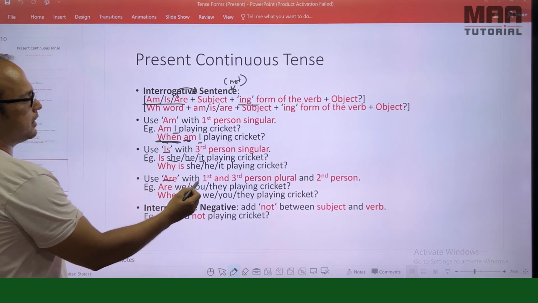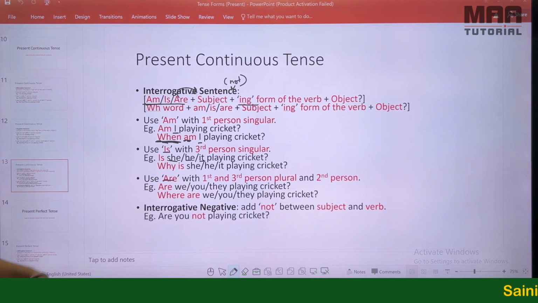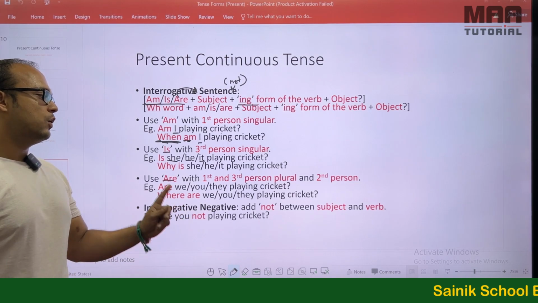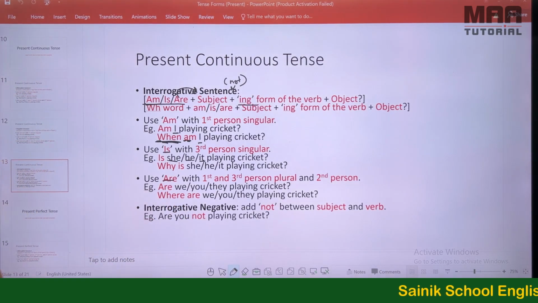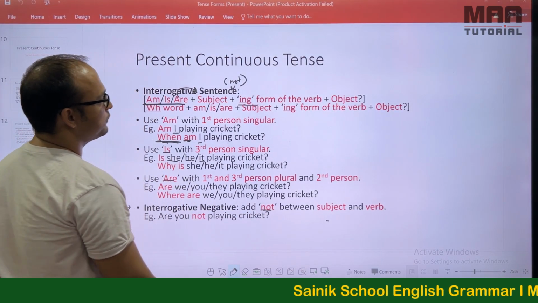And we use are again with the first and third person plural and second person, both singular and plural. Are you playing cricket? Are we playing cricket? Are they playing cricket? Where are we playing cricket? Where are you playing cricket? Where are they playing cricket? Etc.